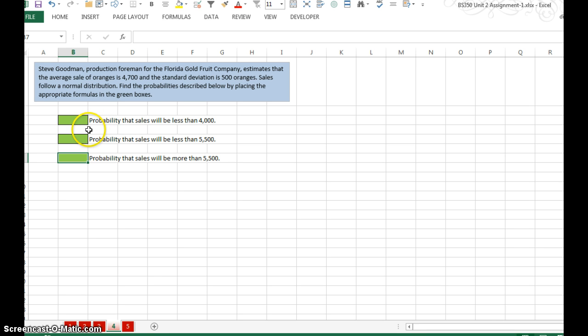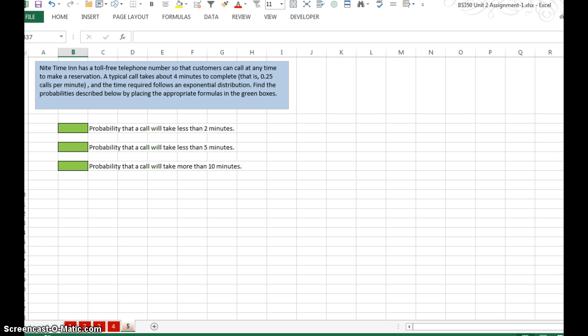So with the normal distribution function, you're going to find the probabilities and then place the appropriate formulas in these green boxes, and the function that you're going to use is the normal distribution. So we're trying to find average sales here.